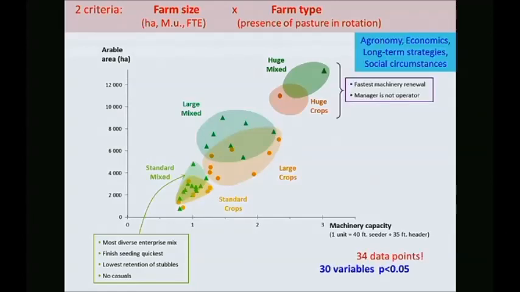And like that, I've got 30 variables that are significant at least at the 5% level, with only 34 data points, across agronomy, economics, variables representing long-term strategies, and even social circumstances.